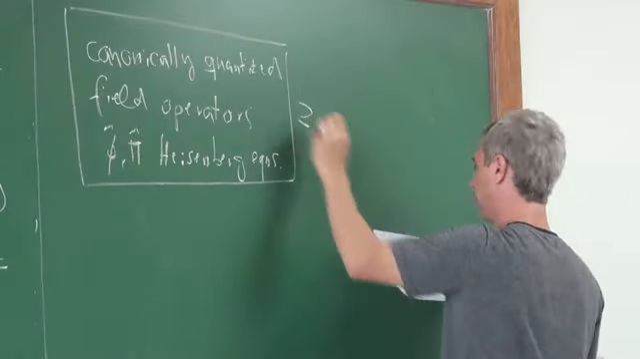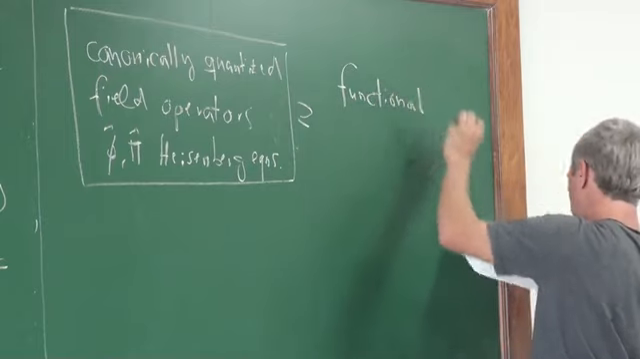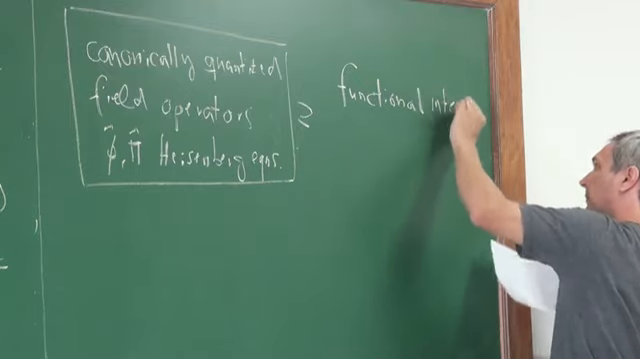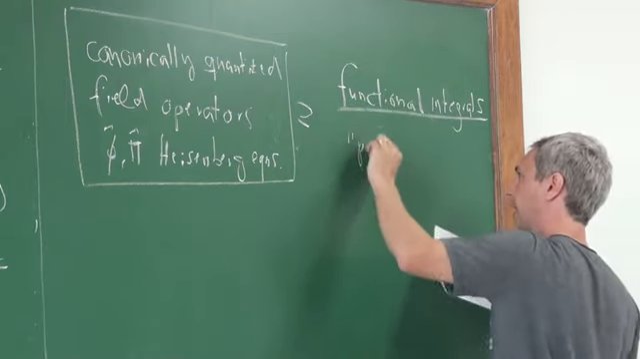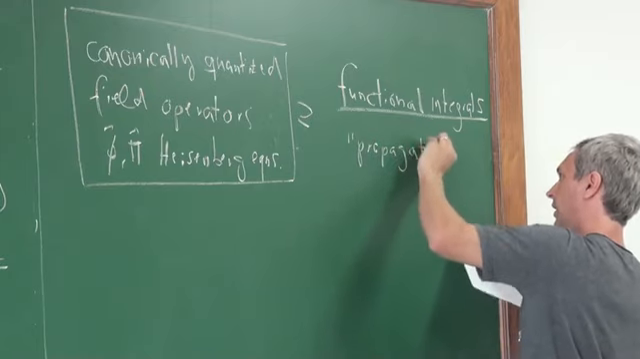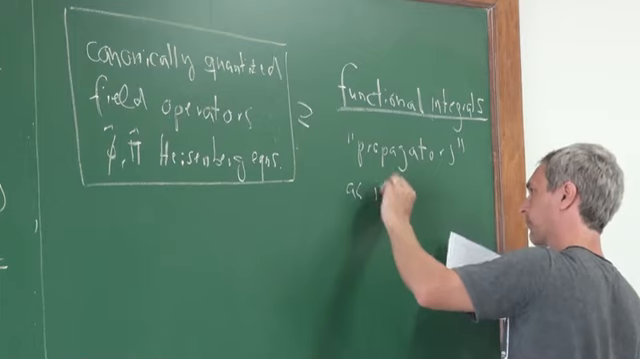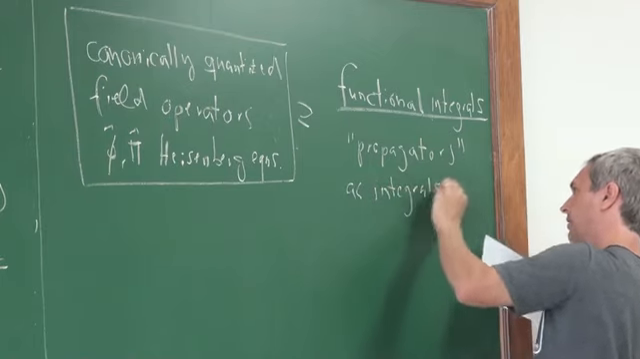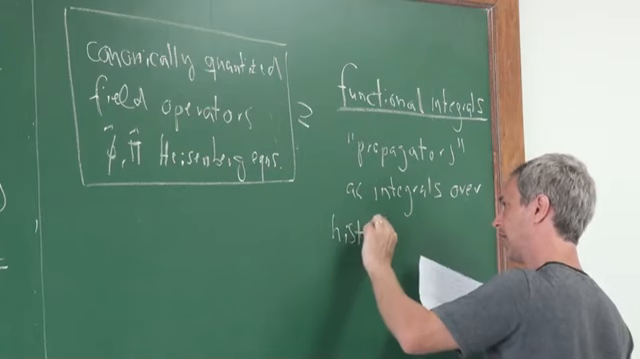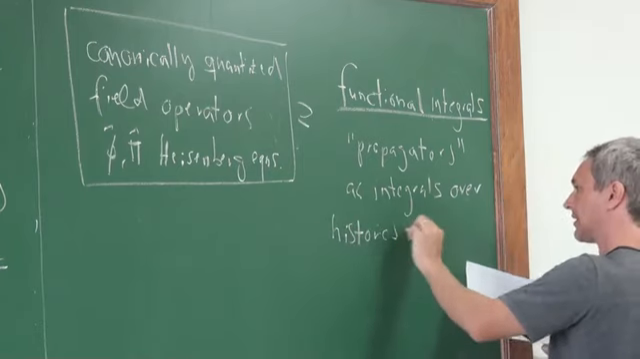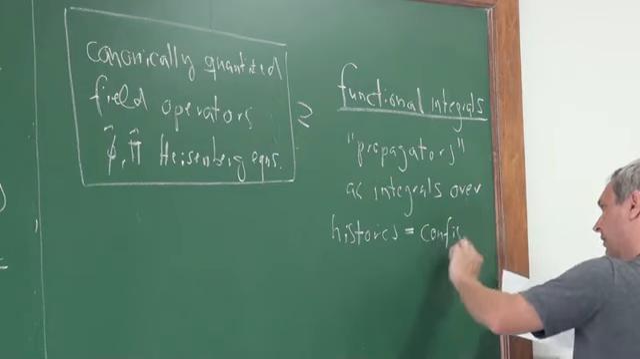This would be the operator approach, and the functional integral approach, again, directly typically concentrates on the propagator. Where you now write down the propagator of the theory, again, as integrals over histories, which again means integrals over configurations the field can take.